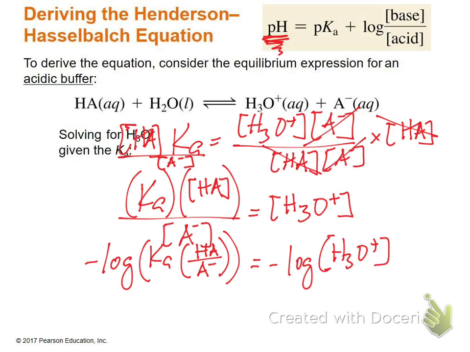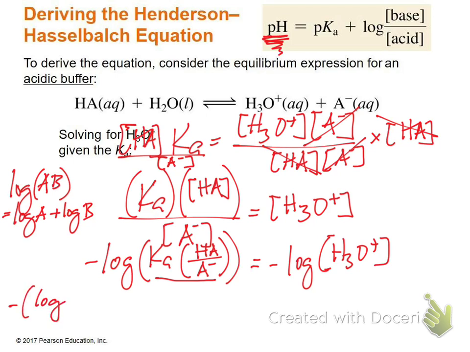Okay, and in mathematics, the log of A times B is equivalent to the log of A plus log of B. So that means that we can separate these two right here. So we have negative log of Ka plus the log of the ratio here. At this point, I'm just going to call this acid, and then the one at the bottom, the conjugate base. All right, and this is equivalent to the negative log of the hydronium ion, which is basically pH.